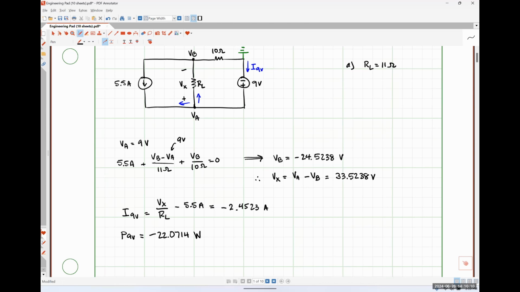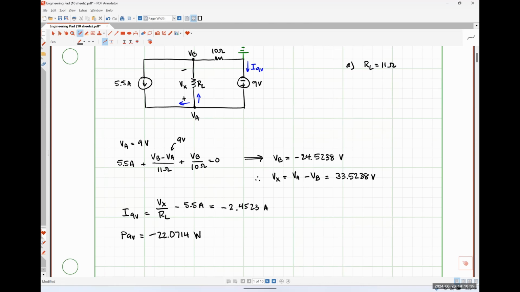Austin, do you have any questions about what I did here, particularly solving for the current and then the power? Not to put you on Front Street, but that's the part that you got incorrect. No, thank you. Okay, so let's look at part B now then.